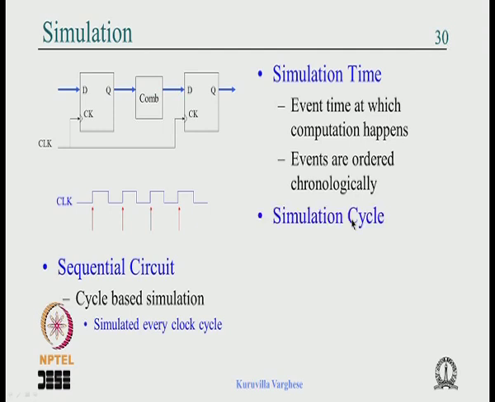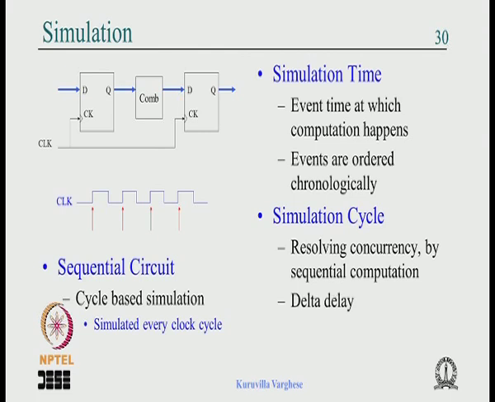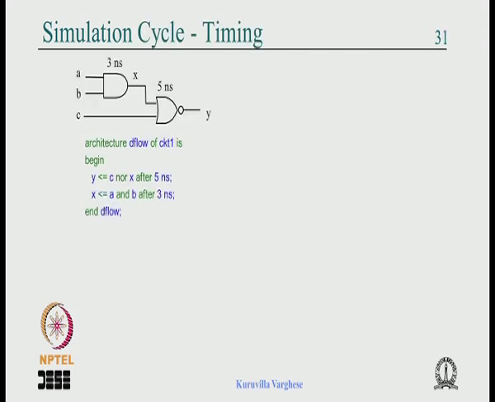So don't get confused, and most textbooks will talk about a simulation cycle. Basically it shows resolving the concurrency by sequential computation, okay, and they will describe something called delta delay. We will see that in a moment, okay. So let us move on, let us see how the simulator simulates the sequentially written code, or how the concurrent behavior is simulated properly. So please have a look at the circuit which is shown here.